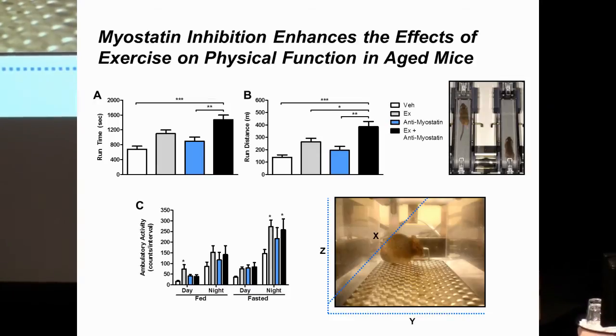So here you can see in the right-hand column in these graphs, in the black bars, that mice that were receiving both exercise training along with the myostatin antibody had the most profound changes in both running time and running distance to exhaustion. In addition, what we're pretty pleased to see, as we had hoped, is that exercise training not only increased habitual physical activity levels, but in the combination group, this too was observed.